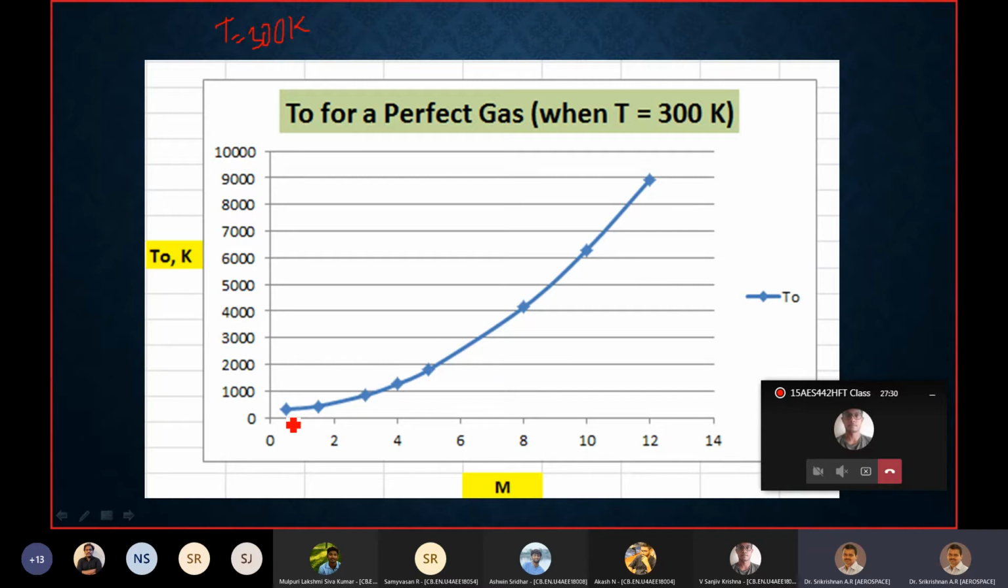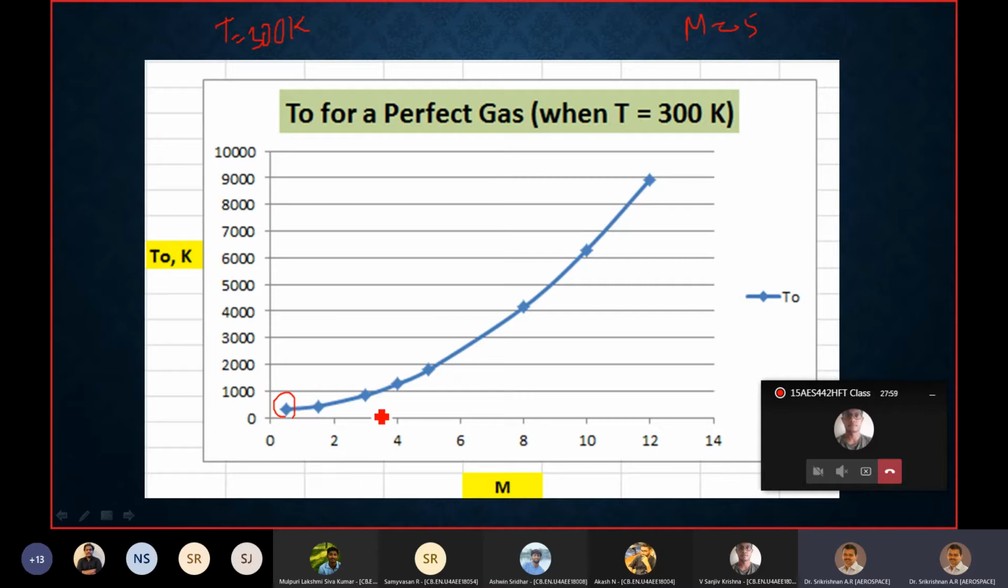So I started with Mach 0.5 here, M equals 0.5, and T is equal to 300. I just calculated T naught by using the familiar relation, T naught by T is equal to 1 plus gamma minus 1 by 2 M squared. So it comes out to be about 305 or something, just a few Kelvin higher than the static temperature. So that is at Mach 0.5.